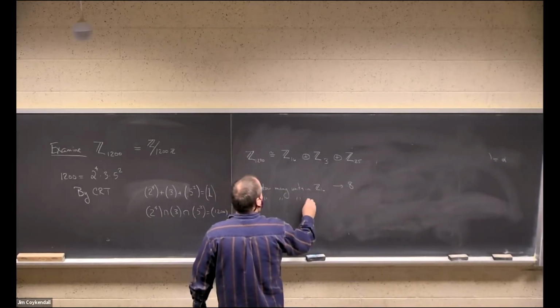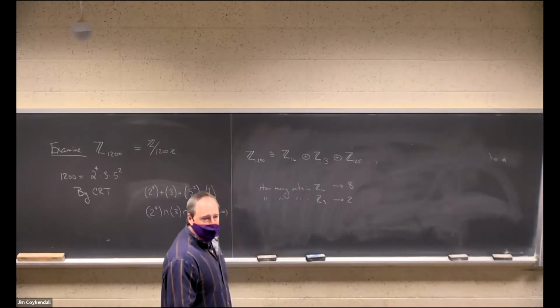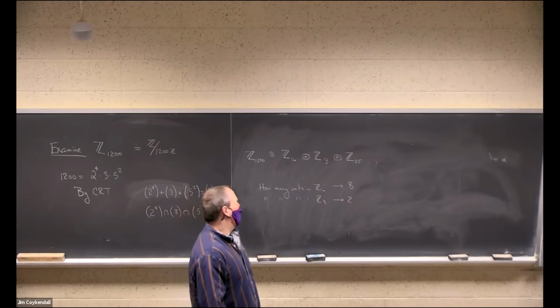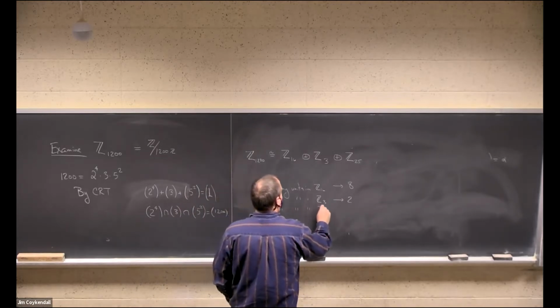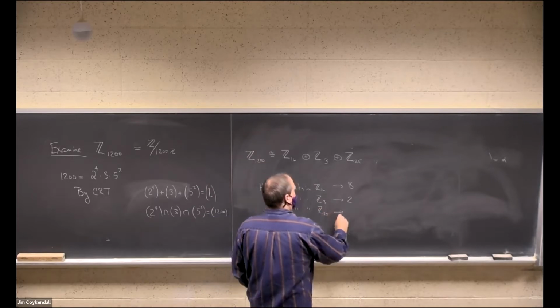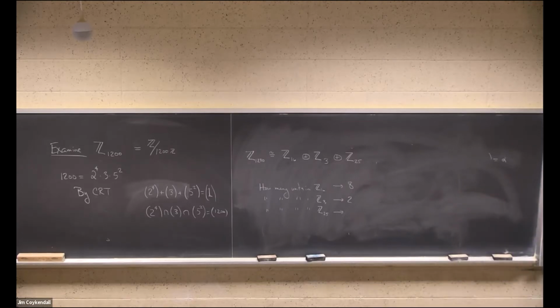How many units in Z3? There are 2 of them, because 3 is a prime. And so everything is relatively prime to 3, just 1 and 2. How many units in Z25? You want to tell me that? Yeah, that's right. Here are the ones that aren't relatively prime to 25: 0, 5, 10, 15, 20. 25 take away 5 is 20.